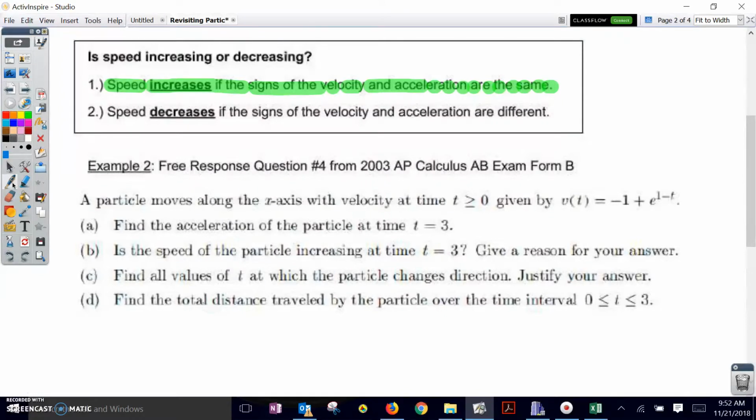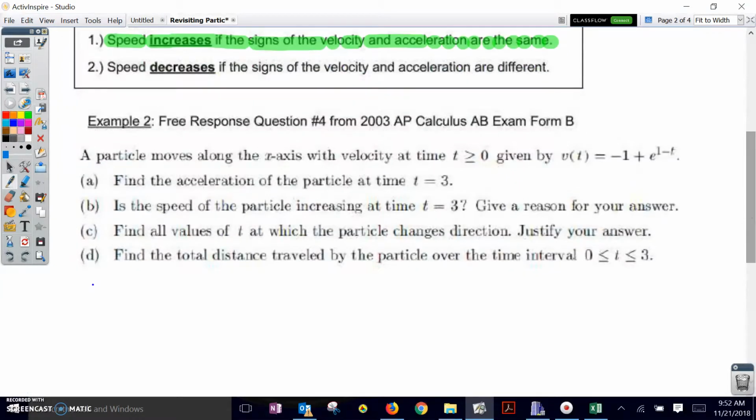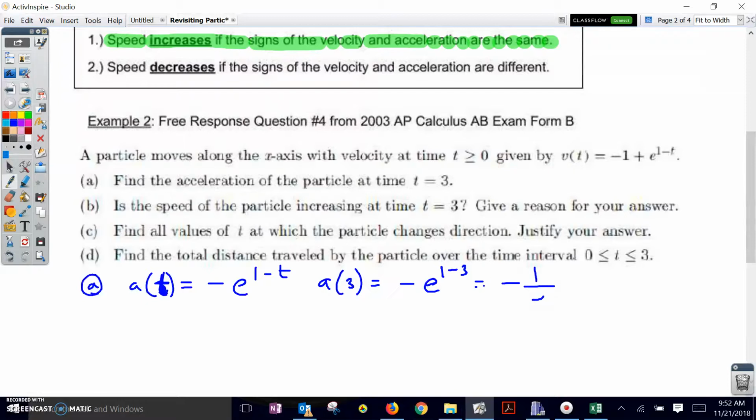Okay, first, find the acceleration of the particle at time 3. So we're looking for the acceleration at time 3. That's going to be the derivative of the velocity function. Let's find the acceleration function first. The derivative of the velocity function is negative e to the 1 minus t. And so the acceleration at time 3 is going to be equal to negative e to the 1 minus 3, or negative 1 over e squared. That's the acceleration.